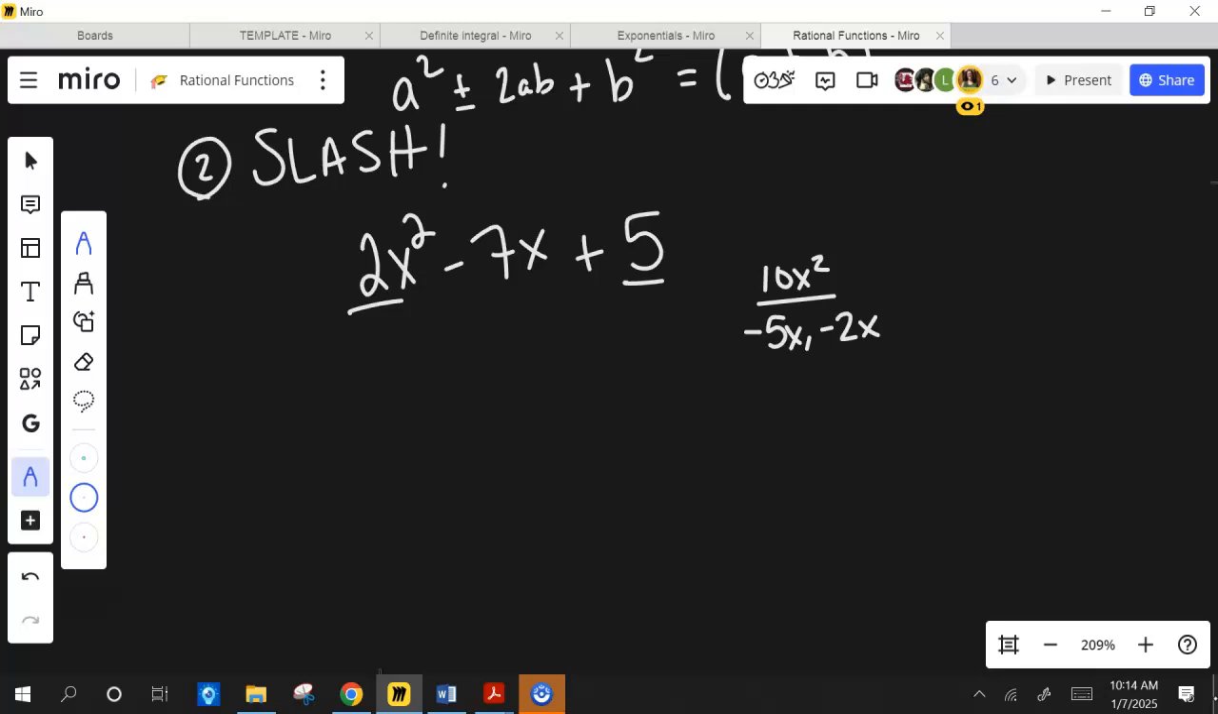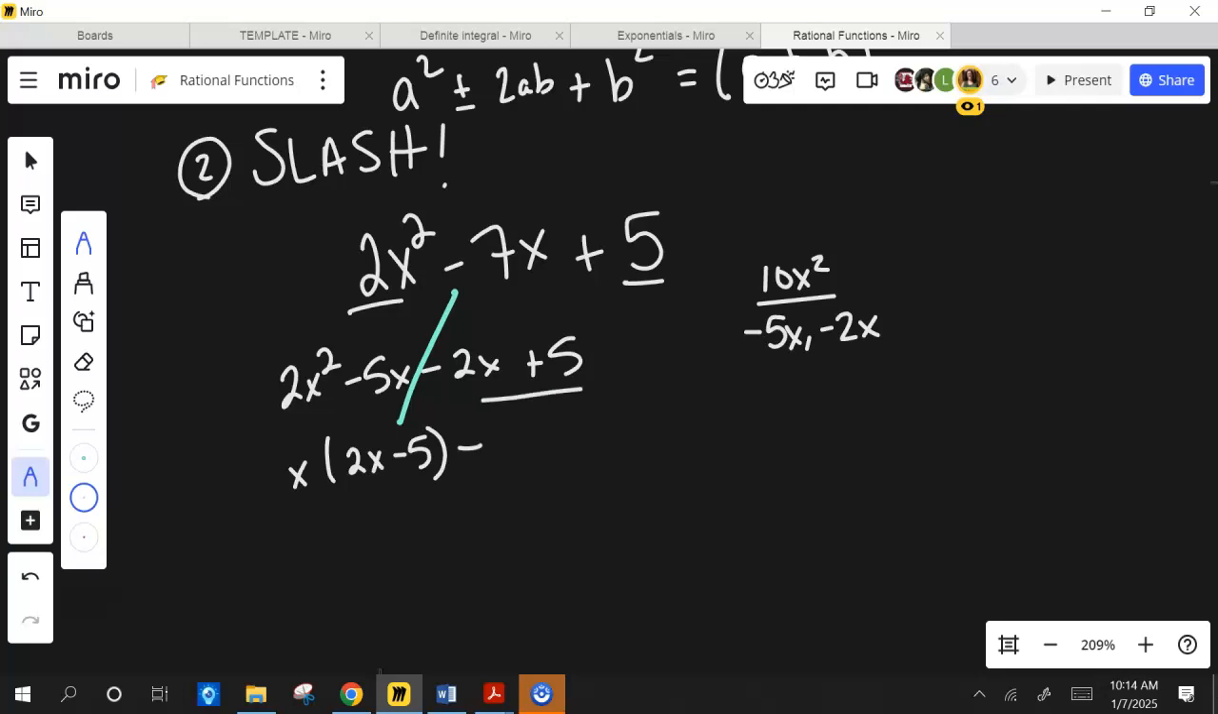All right, so I've got 2x squared minus 5x minus 2x plus 5, and here's where I slash. GCF, you remember it now, don't you? What can I take out of the first two terms here? X. What's left? The middle sign stays. What can I take out of the last two?